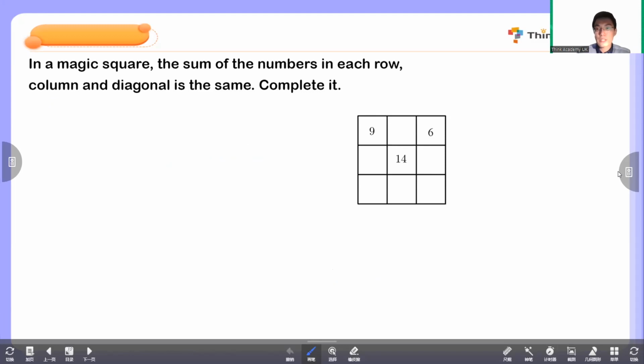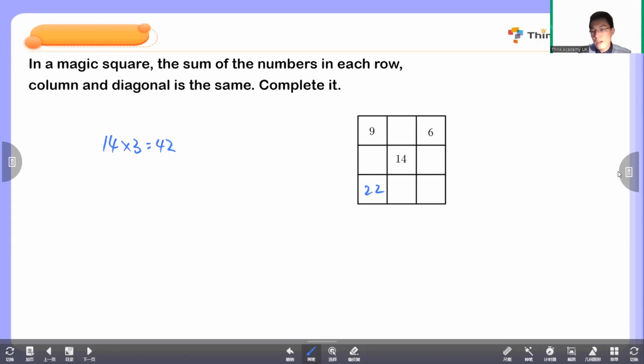So again, we can use the second key point in reverse. We have the middle number, and then we can find the magic sum by multiplying the number in the center by 3. So 14 times 3 is 42. Then we know that the magic sum will be 42. We have in this column 14 plus 6, which is 20. So 42 minus 20 is 22. So in this cell, we should have 22.